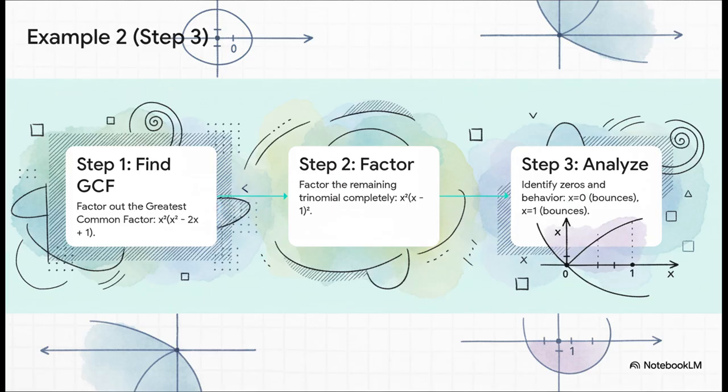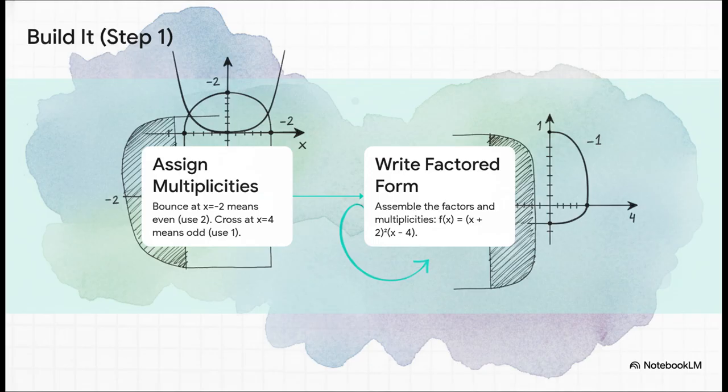Then we have the x minus 1 squared factor. That gives us a 0 at x equals 1. Its multiplicity is also 2. Even again, so it also bounces. Can you picture it? This graph is going to come down, kiss the axis at 0, go up for a bit, then come back down and kiss the axis again at 1. A double bounce.